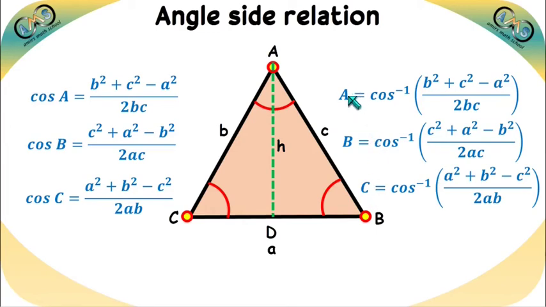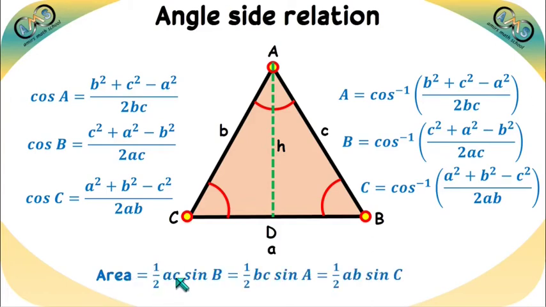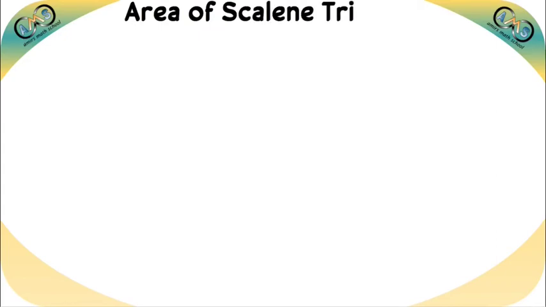If we find the value of these angles, then we can easily use the previous formula to find the area of this triangle. That is, using this formula, area equal to half times AC sine B, or half BC sine A, or half AB sine C. If these three sides a, b, c are given, and using this formula, if we find the angle A, angle B, or angle C and substitute the value in this formula, we can easily find the area of the triangle. Now, the area of a scalene triangle.